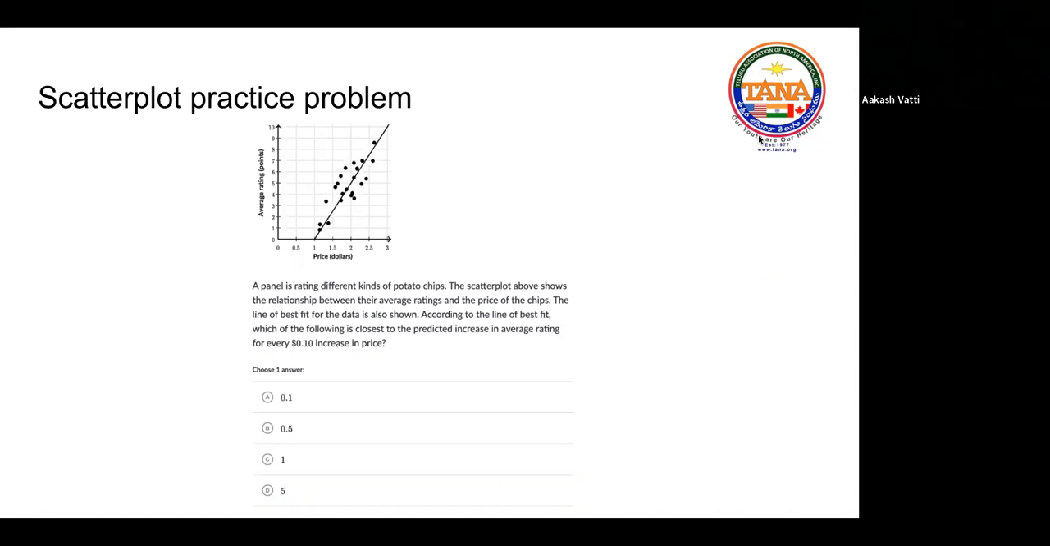All right. So for this problem, it's asking us. So I'll just read the problem out. A panel is rating different kinds of potato chips. The scatter plot above shows the relationship between their average rating and the price of the chips. The line of best fit for the data is also shown. According to the line of best fit, which of the following is closest to the predicted increase in average rating for every $10 increase in price?